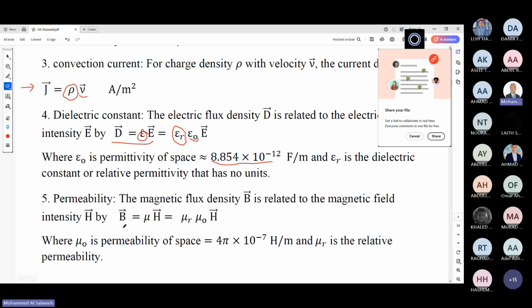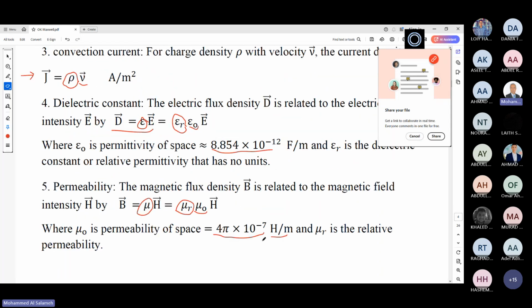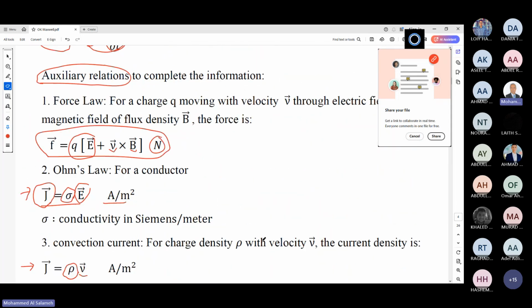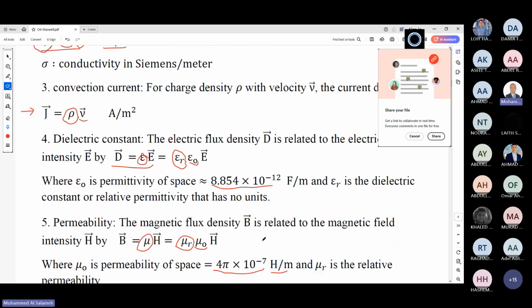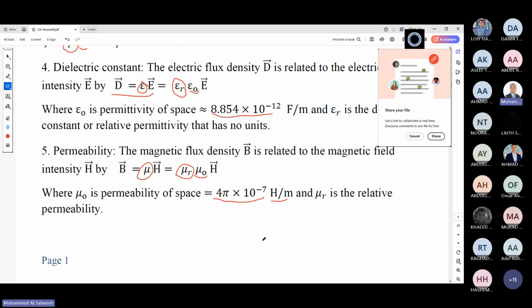Permeability, similarly, B equal mu H. Mu is the magnetic permeability, and mu R is the relative permeability, which has no units, of course. And mu naught is the permeability of free space, which is 4 pi times 10 to the minus 7 Henry per meter. Okay. That's all. So we have the current, the force, and the dielectric constant and permeability.